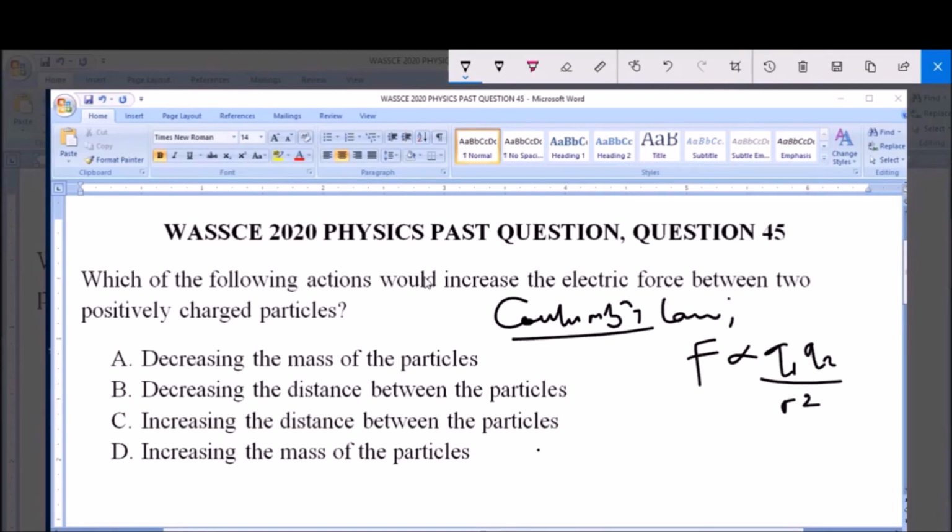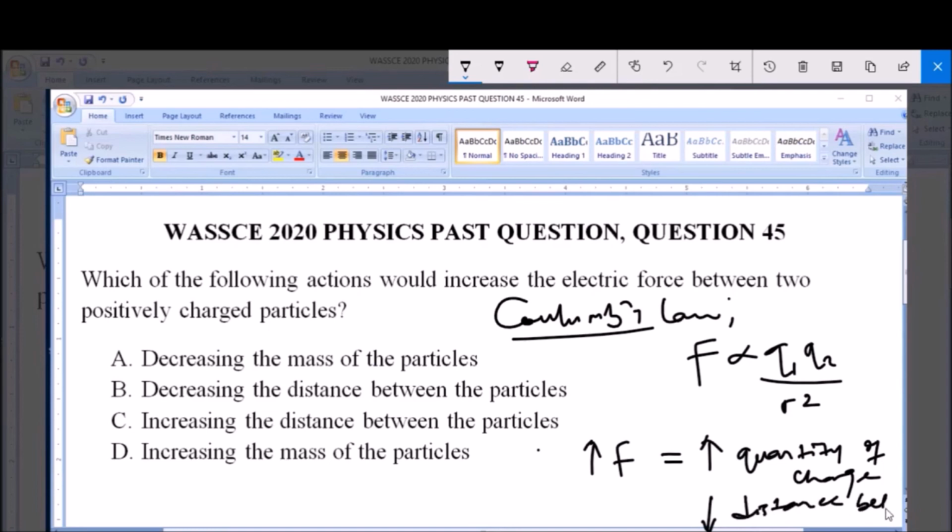Now, the question says, which of the following actions would increase the electric force between two positively charged particles? Now, this electric force between these two positively charged particles can only be increased when the quantity of the charges is increased, that is, when there's an increase in the quantity of the charge, and also when there's a decrease in the distance between the charges or particles.